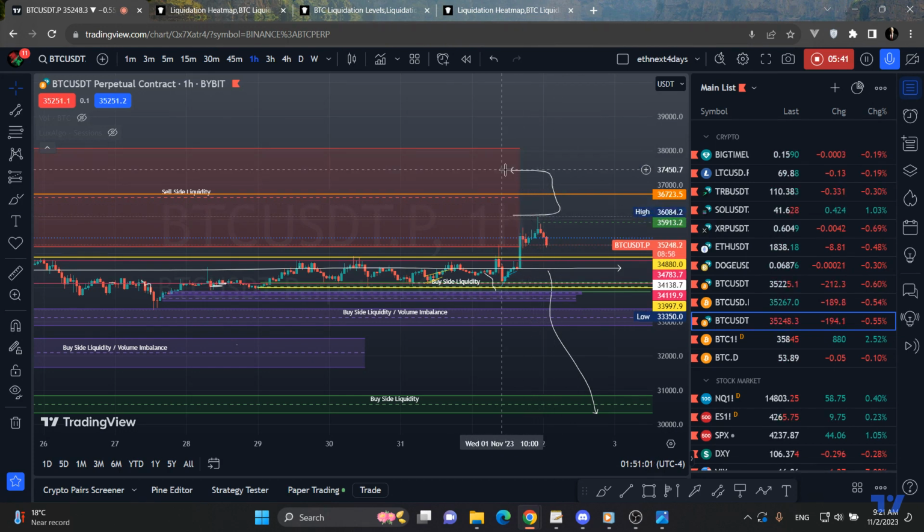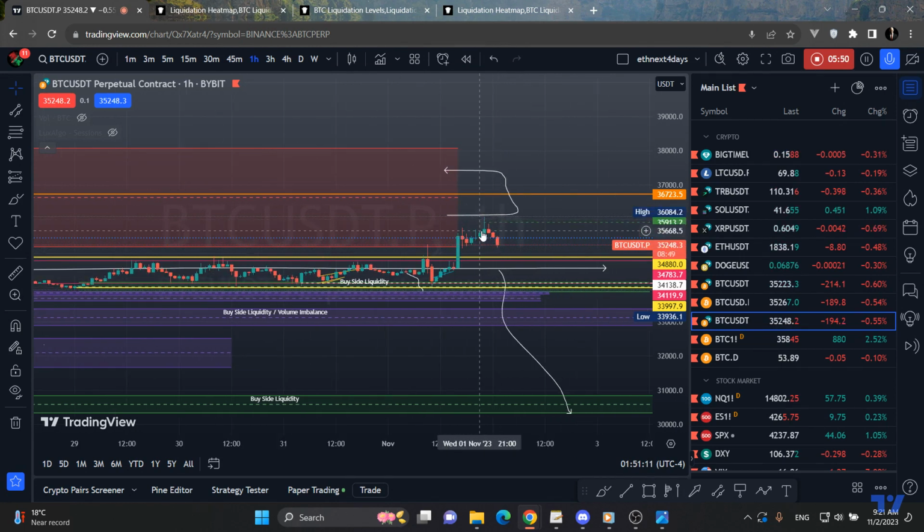It was not interested to grab anything. I mean, there was no liquidity here. The rest of the liquidity was here and above, so it was not interested in that. It got rejected, and look what happened. You know, a small rejection.